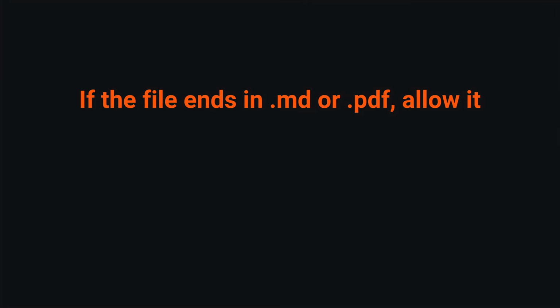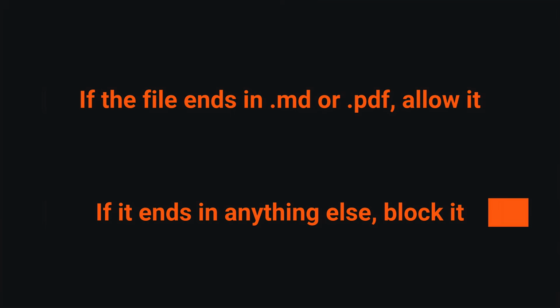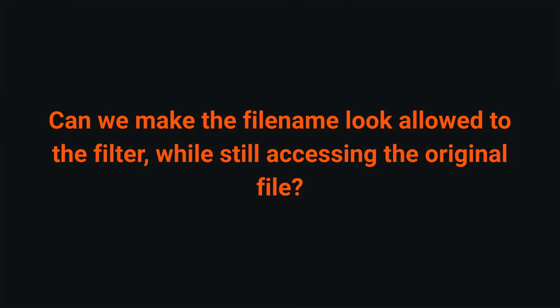And that tells us something very important. The application is probably checking the file extension before deciding if we can access the file. So the logic is probably something like this: if the file ends in .md or .pdf, allow it. If it ends in anything else, block it. That means the protection may not be based on real authorization. It may be based on the file name. And when a filter depends only on the file name, the next question is, can we make the file name look allowed to the filter while still accessing the original name? That's where the bypass comes in.